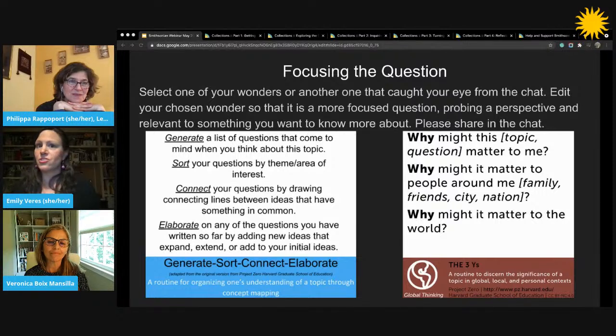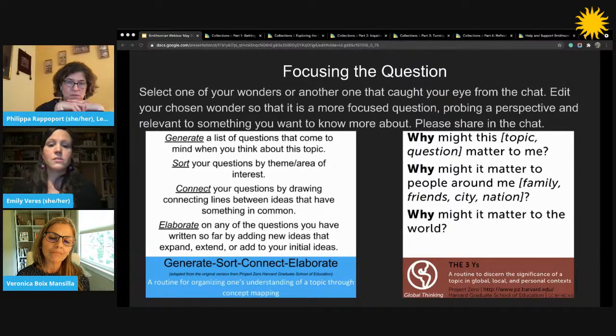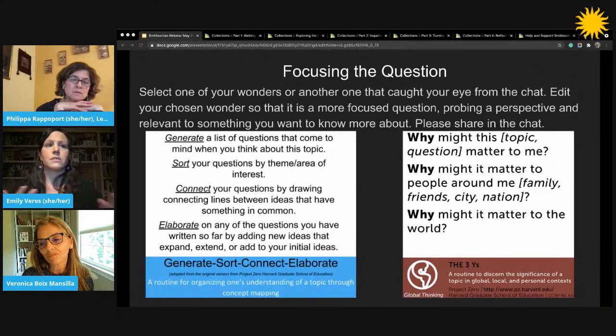And one is just generating as many questions as you can and really thinking about the wording of them later, but listing those questions and then sorting them by theme or by area of interest or some kind of intersectionality. And then connecting those questions, and maybe there's some relevancy between one area and one theme or another, and then elaborating on those questions.